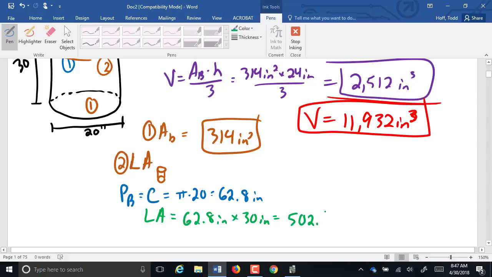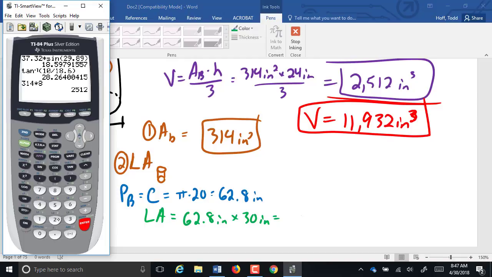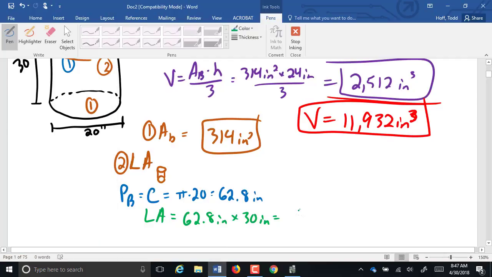Which is what, 5,024? No. 2,512, I believe. But let's double check it. My internal calculator is hiccuping today. Ooh, I missed that one by quite a ways. 1,884 inches squared is the lateral area.